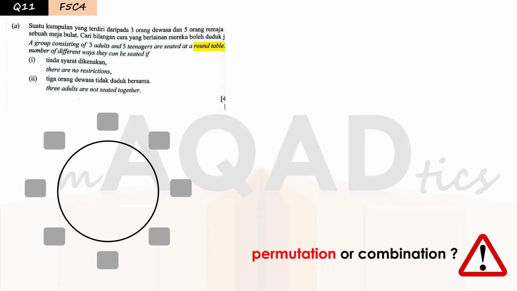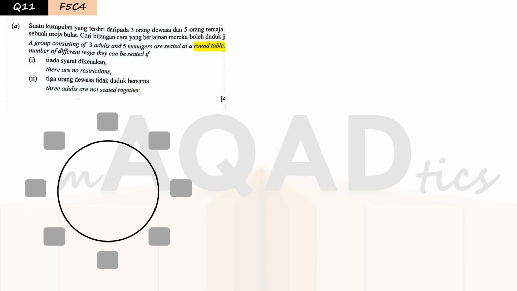I know that there are no keywords in this question like arrange or select, but sometimes we need to look at the situation here. If we are in the situation, what would we be doing? Would we be arranging them or not arranging them? For the first part, it says there are no restrictions, so the adults and the teenagers can sit freely. If they sit freely, what would be the number of ways?